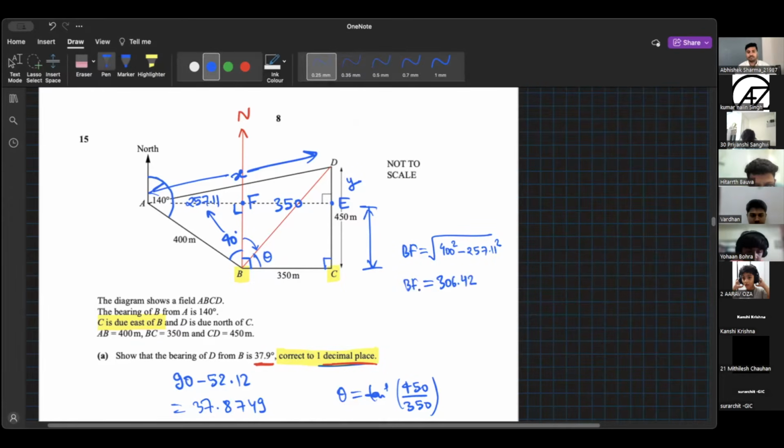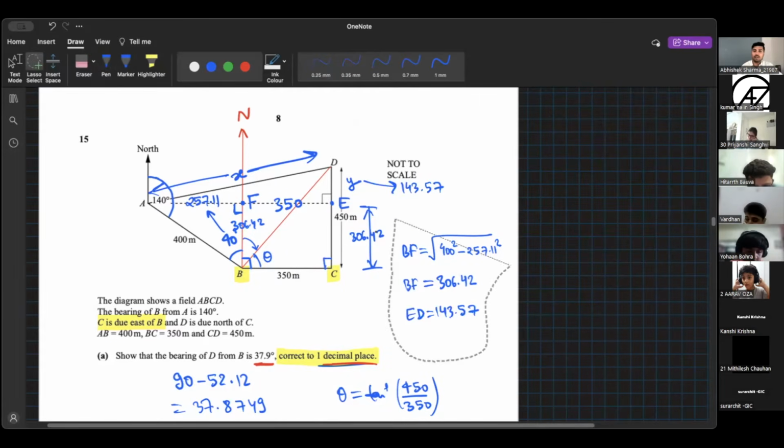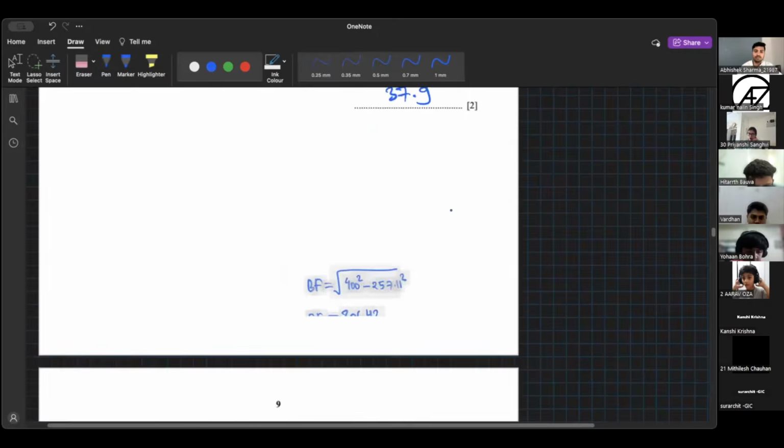If BF, this part, is 306.42, that means this is also 306.42. So Y will be how much? 450 minus that answer, that is 143.57. So write it down: ED is 143.57. We can round it, but let's write it down as 143.57. Now this is another working that we have to keep, because that's the working.